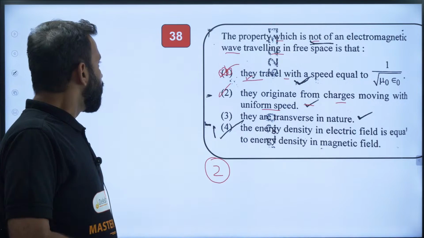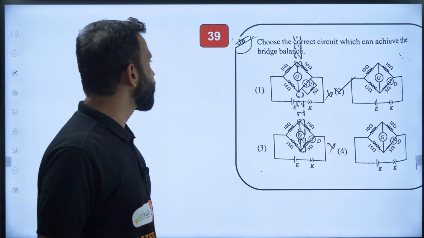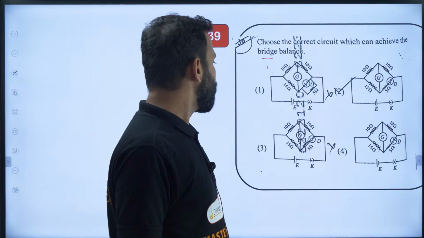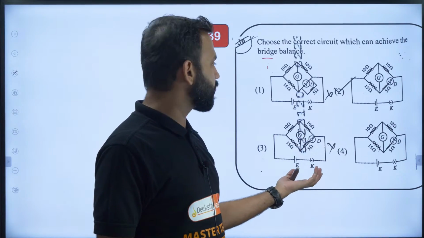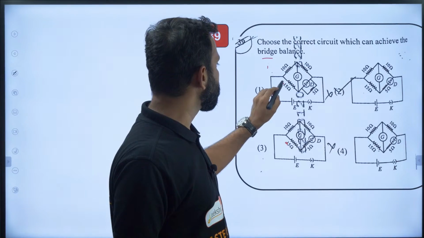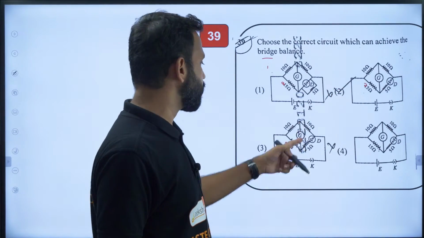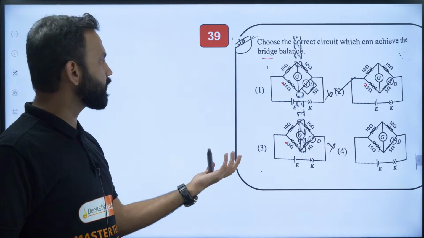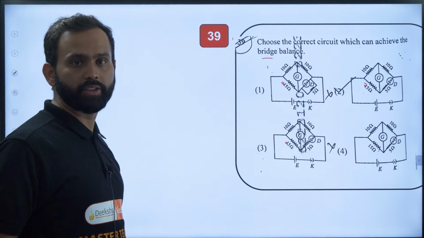Question number 39. Choose the correct circuit which can achieve bridge balance. There is some error in this question. I think here this has to be 5 ohm. Here this has to be 5 ohm. So there is an error in question number 39.